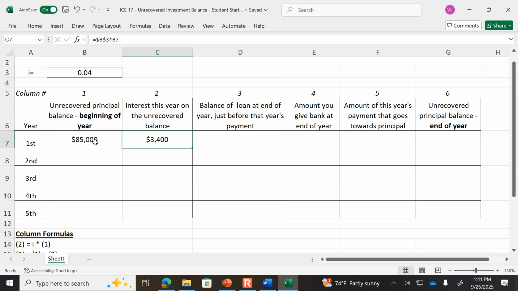At time 1, you owe them the sum of those two things together. So the balance of the loan is the amount you originally took out plus the interest that's accumulated, but that's before the payment. So at the end of the year, just moments before you make the payment, that's how much is due. Now, what's the amount you give to the bank?